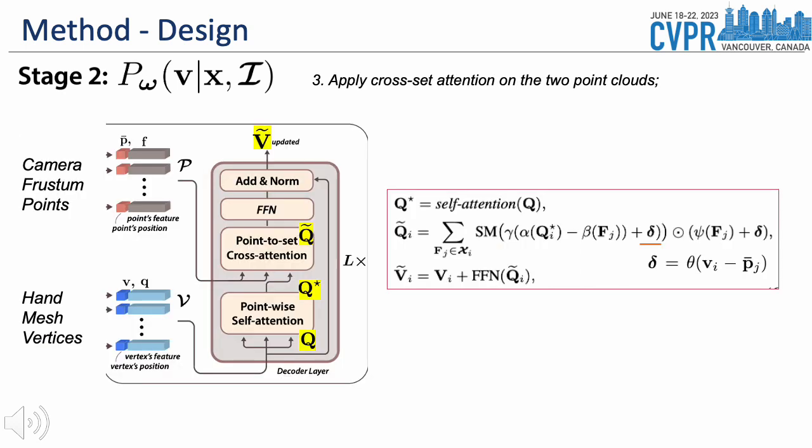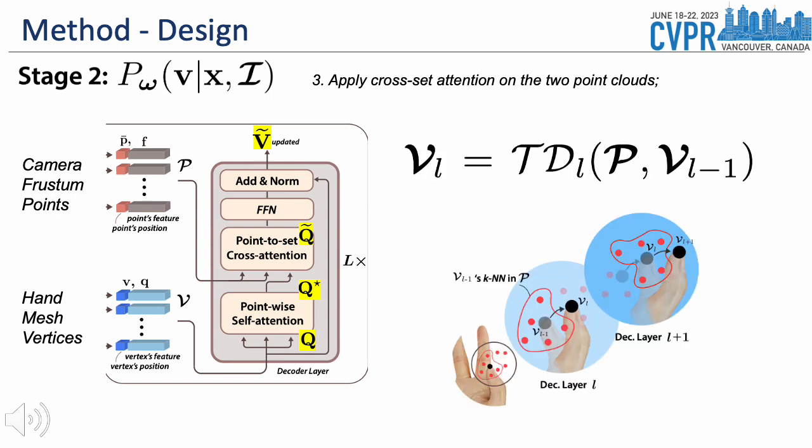Finally, with the two point clouds, one consisting of the camera frustum points and the other consisting of the hand mesh vertices, we designed a cross-set point attention mechanism to fuse features between the target set and the basis set. To predict the position of the hand vertices, we used an iterative vertex update method whereby each decoder layer would only learn a delta based on the previous hand vertex position.